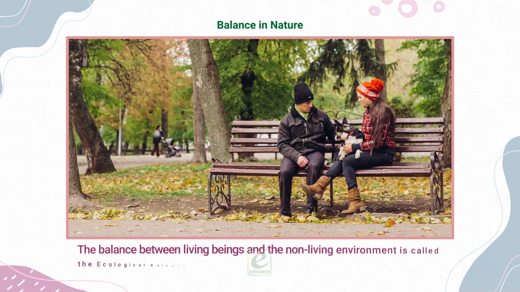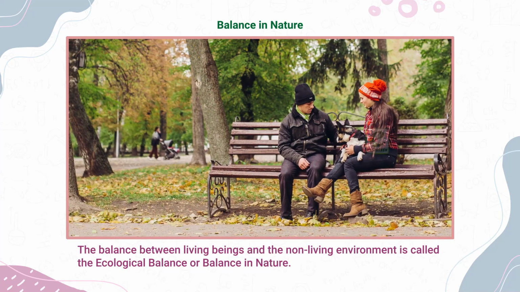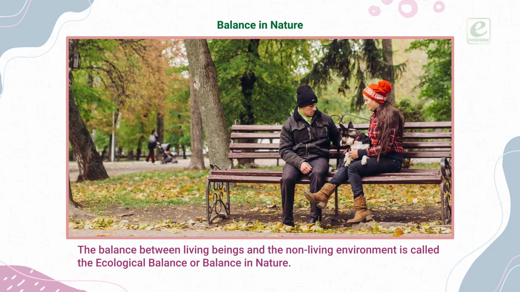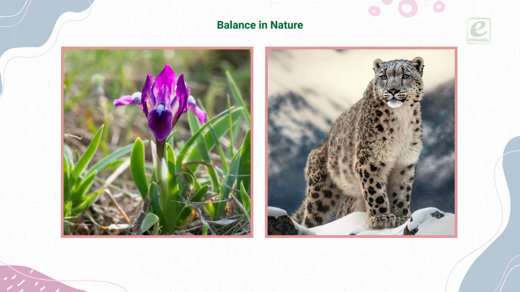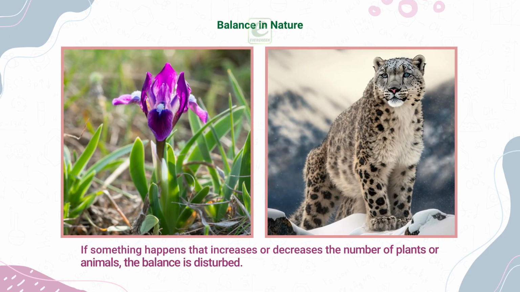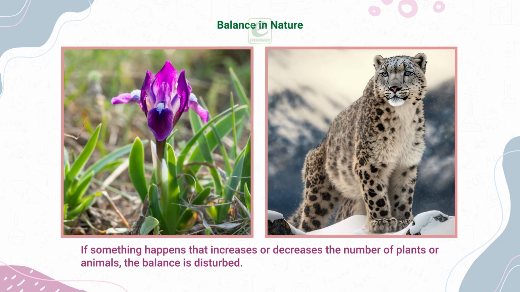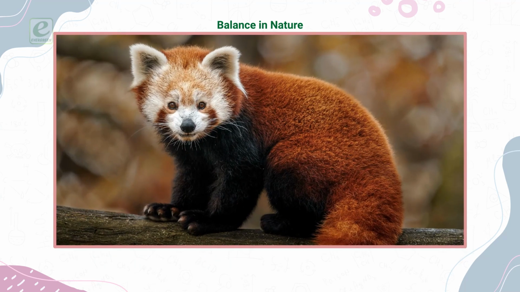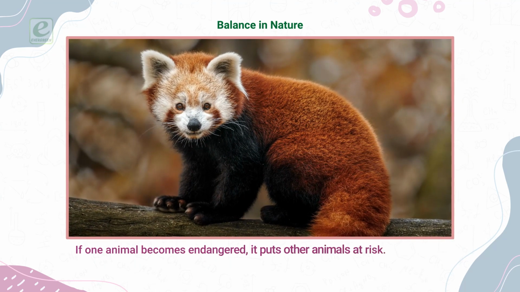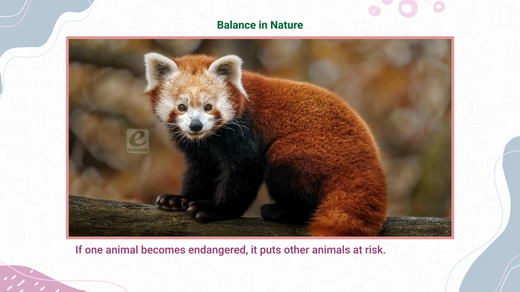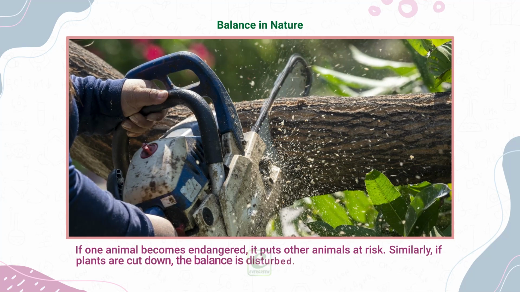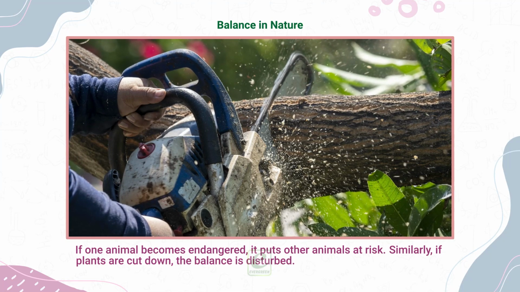Balance in nature. The balance between living beings and the non-living environment is called the ecological balance or balance in nature. If something happens that increases or decreases the number of plants or animals, the balance is disturbed. If one animal becomes endangered, it puts other animals at risk. Similarly, if plants are cut down, the balance is disturbed.